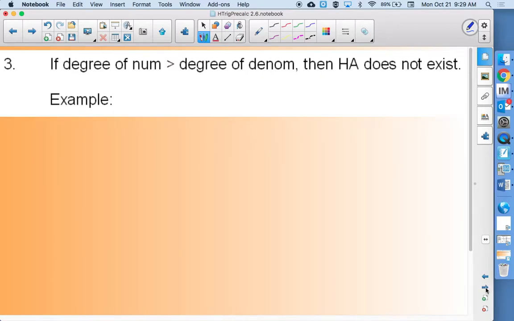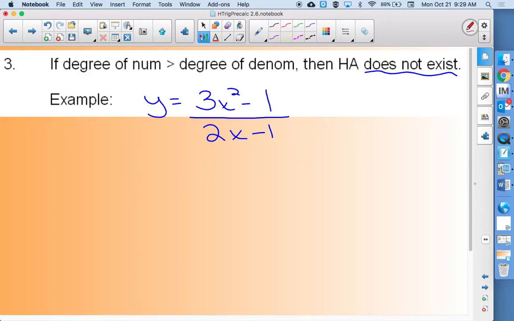The last option is pretty much the flip. When the degree of the numerator is bigger than the degree of the denominator, then our horizontal asymptote does not exist. There isn't one. So I'm going to use the same numbers. We had 3x squared minus 1. But now I'll just put the 2x minus 1 on the bottom. And there would be no HA, no horizontal asymptote.